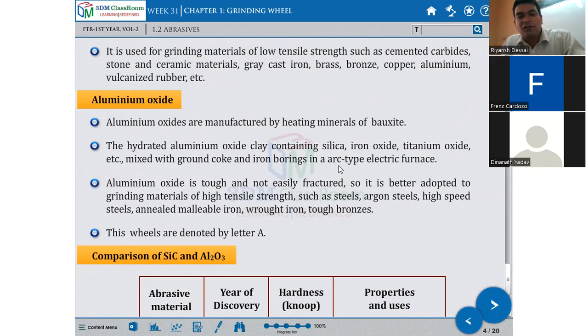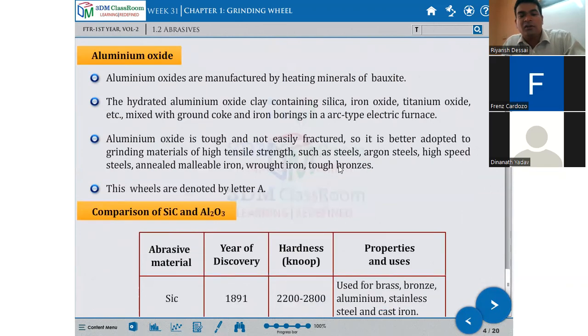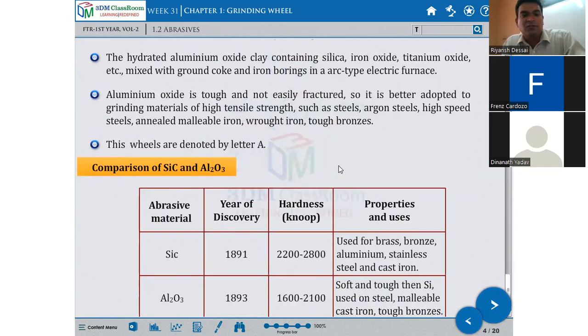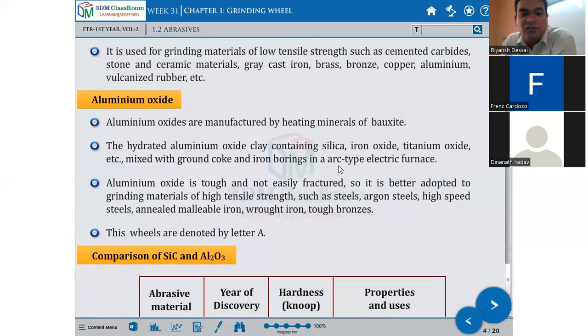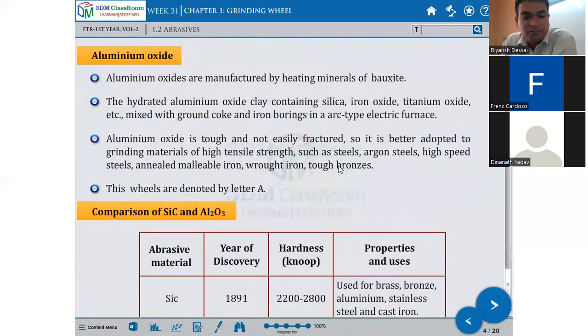Aluminum oxide is tough and not easily fractured, so it is better adapted to grinding metals of high tensile strength such as steel, alloy steel, high-speed steel, annealed malleable iron, wrought iron, and tough bronzes. These wheels are denoted by the letter A. Silicon carbide is denoted by letter C and aluminum oxide by letter A.